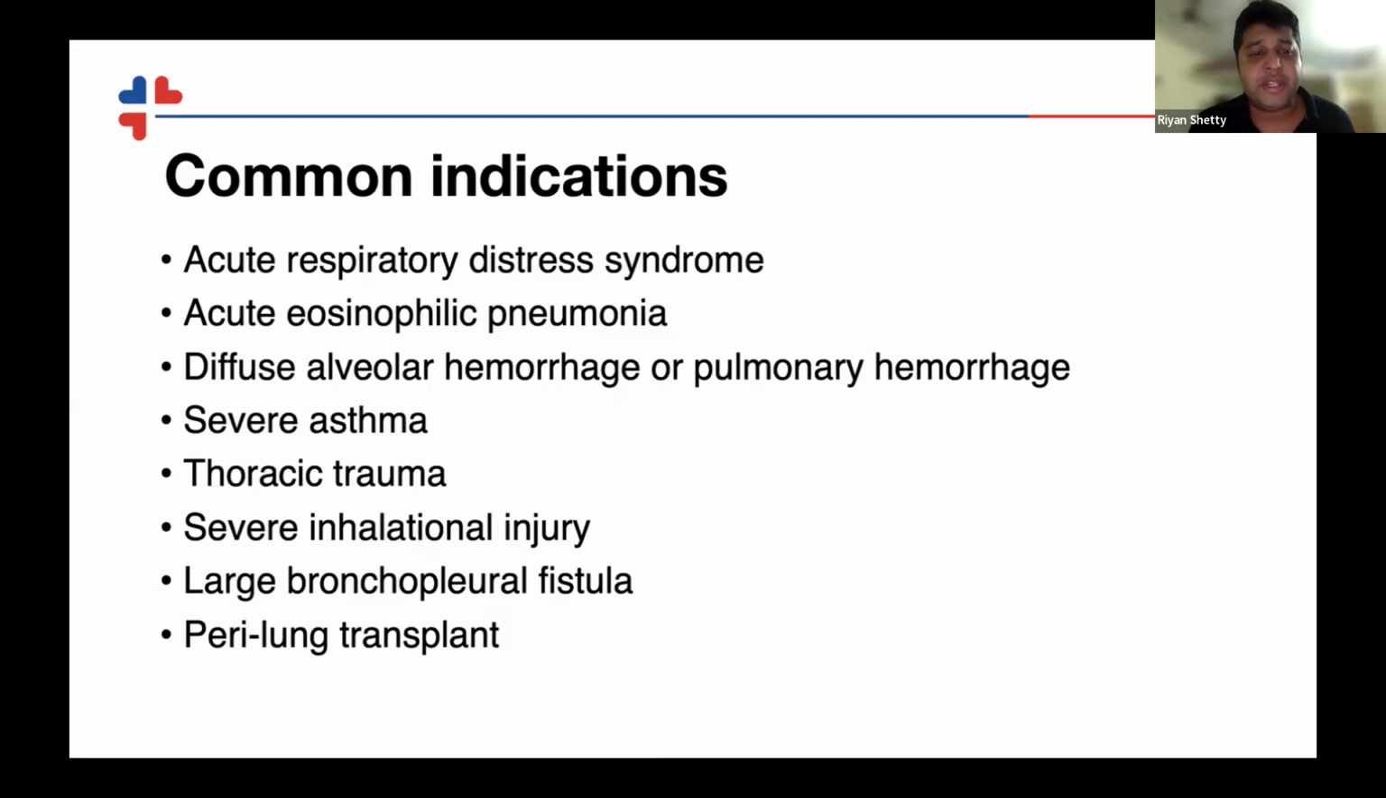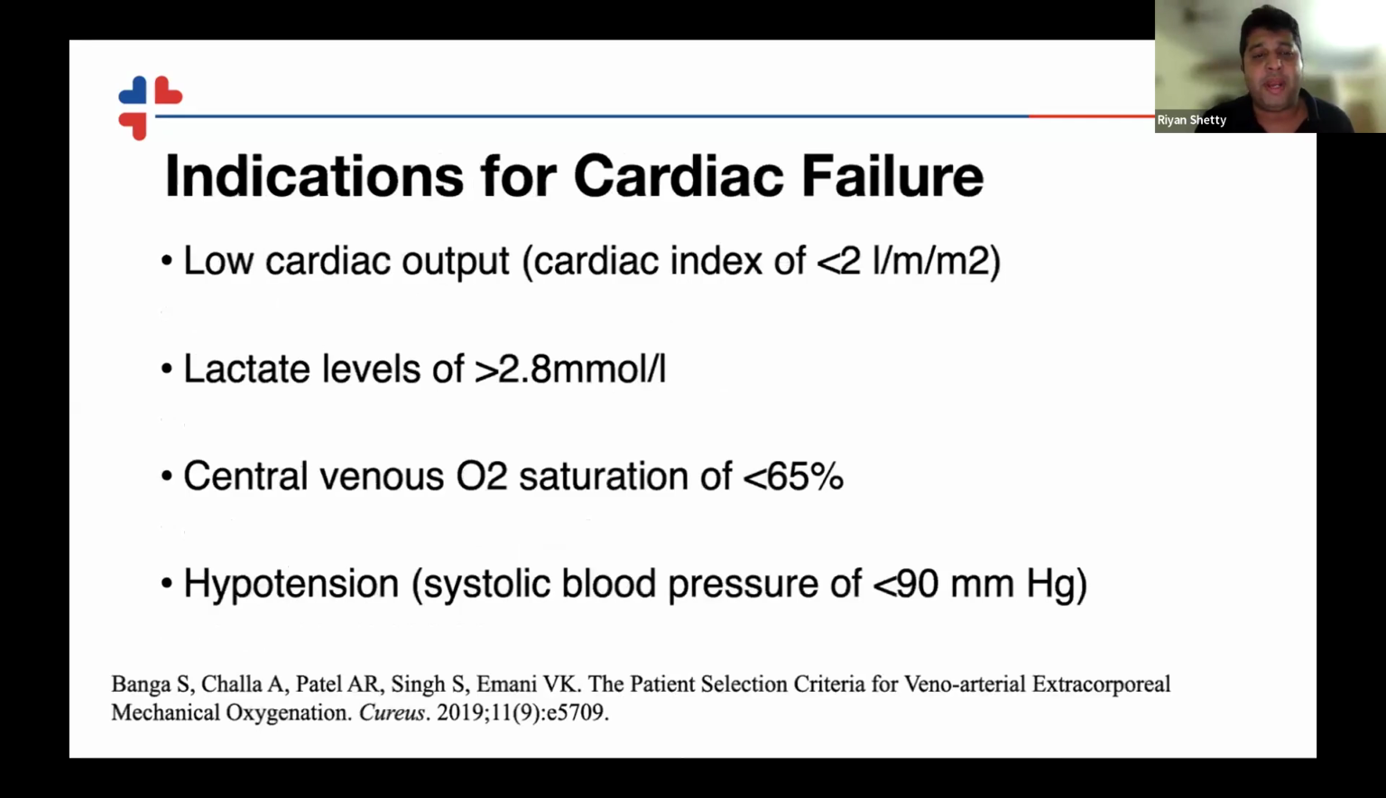So the common indications in adults are ARDS, eosinophilic pneumonia, severe asthma, diffuse alveolar hemorrhage, thoracic trauma with lung contusion, severe inhalation injuries, large bronchopleural fistula, and peri-lung transplant.